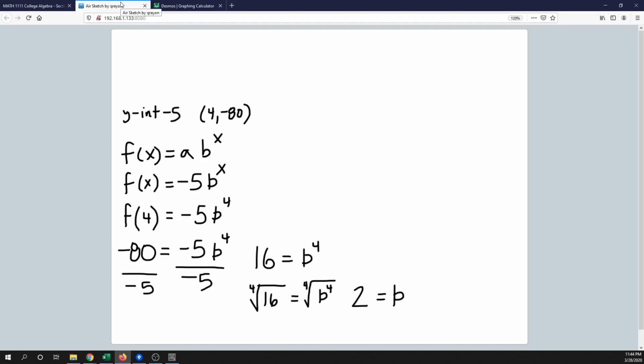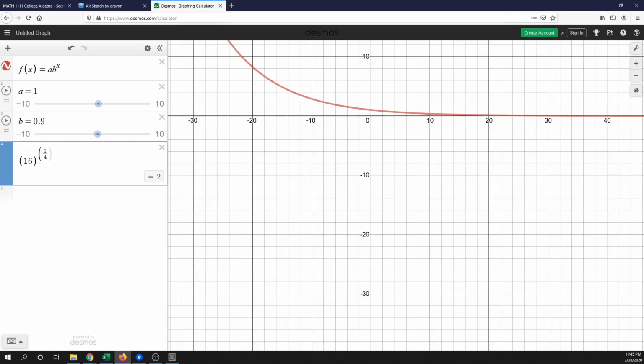So now what is the final answer? The final answer is the exponential function equation, formula, whatever you want to call it, which is going to be minus 5 times 2 to the 4th power, okay? The A we figured out was negative 5. The B we figured out was a 2, okay? There's an easy way to check that: graph it out and see if it goes through those 2 points. So let's do that.